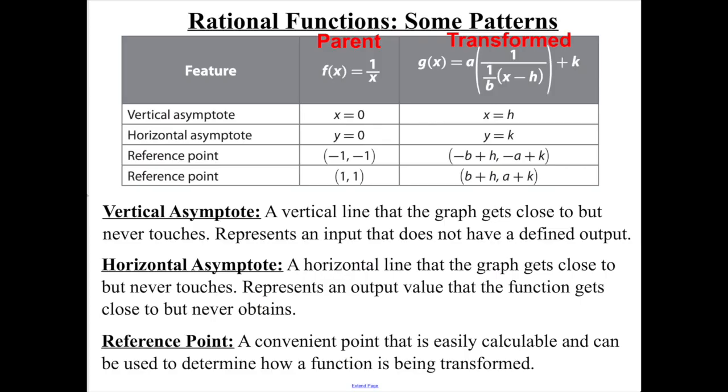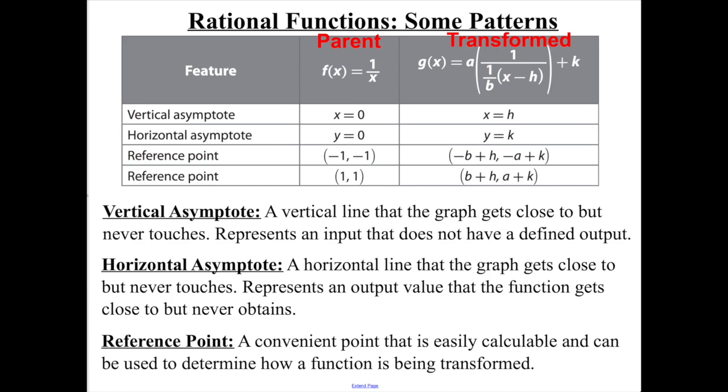So the vertical asymptote, just as a reminder, is a vertical line that the graph gets close to but never touches, and it represents an input that does not have a defined output. For example, in the parent function, when I plugged in 0, you don't get a defined output because you can't divide by 0. If you were to try to put it into your calculator, you would get an error. So that could be another way to talk about it: a vertical asymptote represents an input that when you plug it into your calculator, you get an error because it can't give you the output.